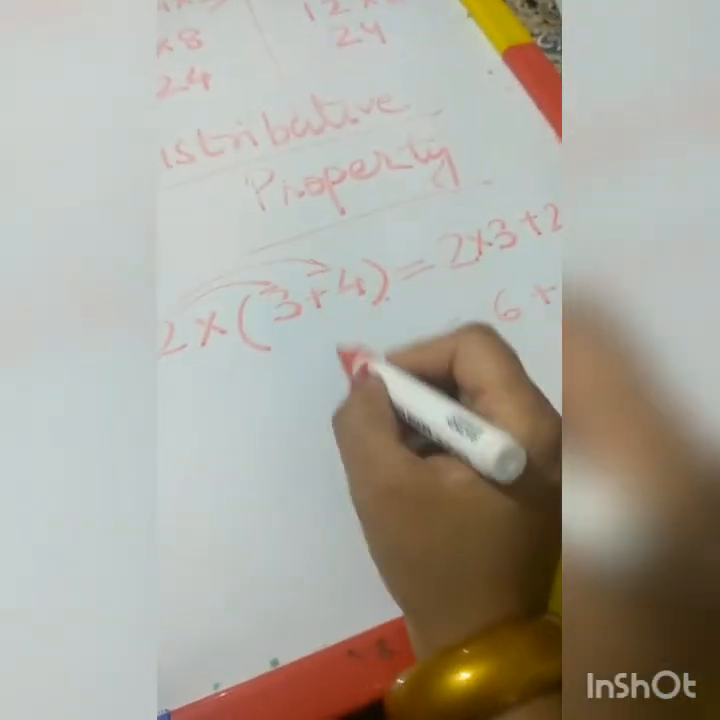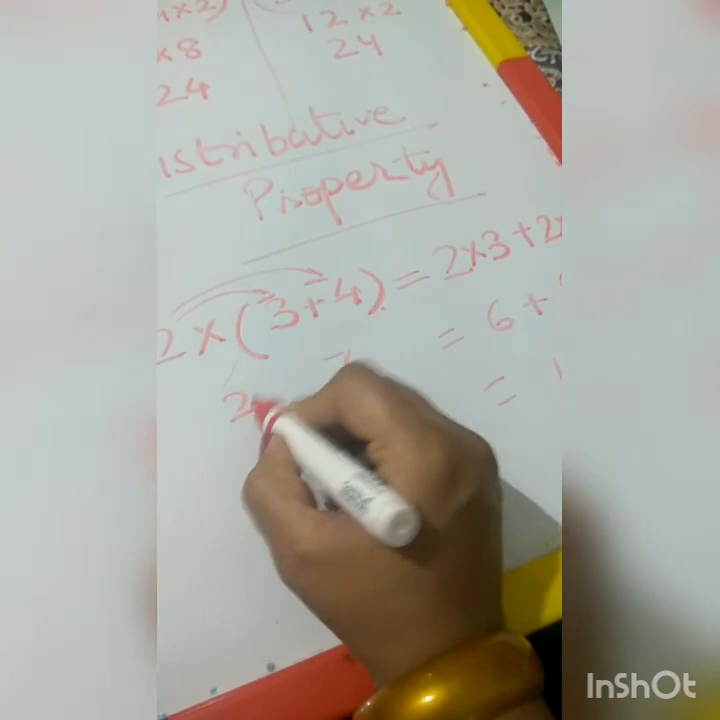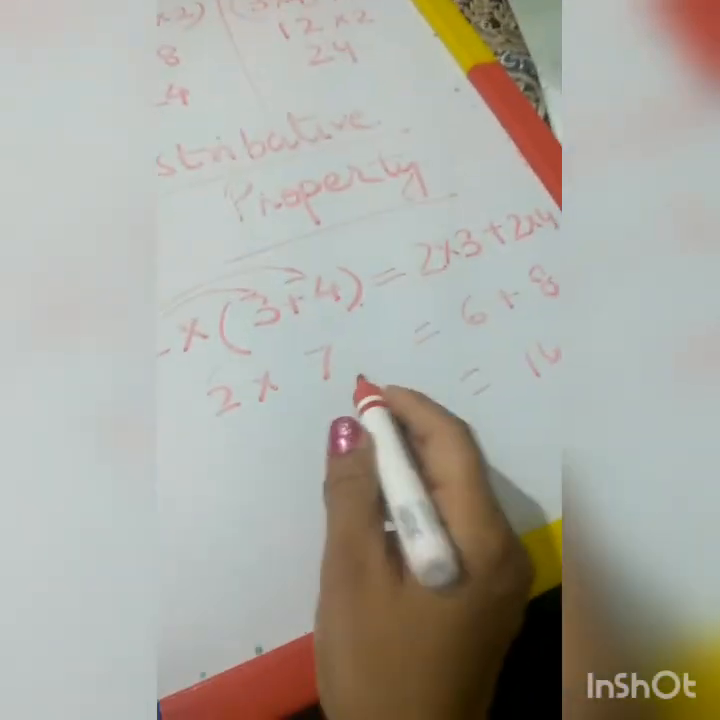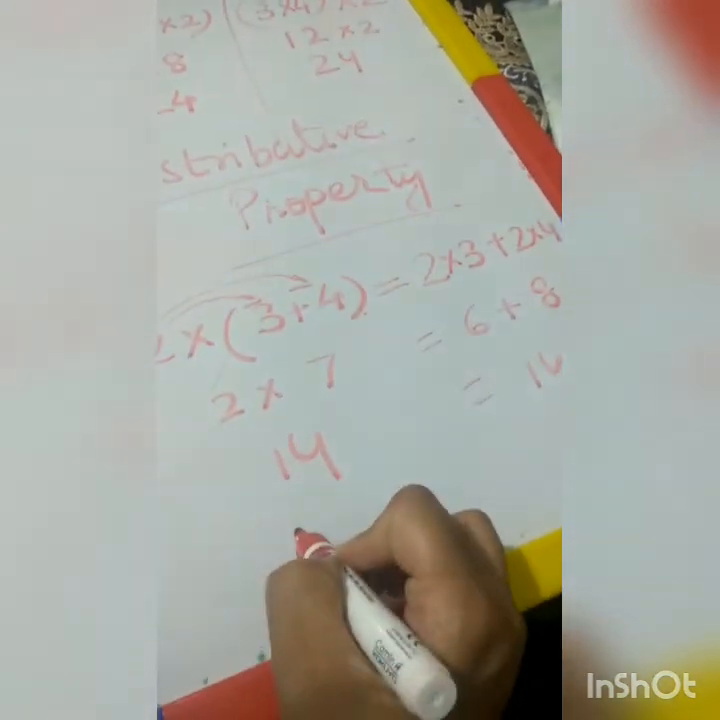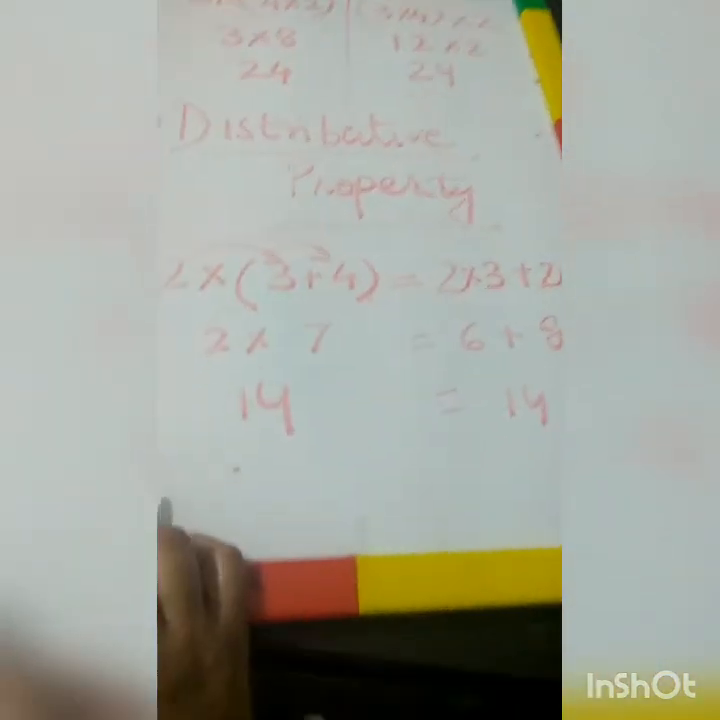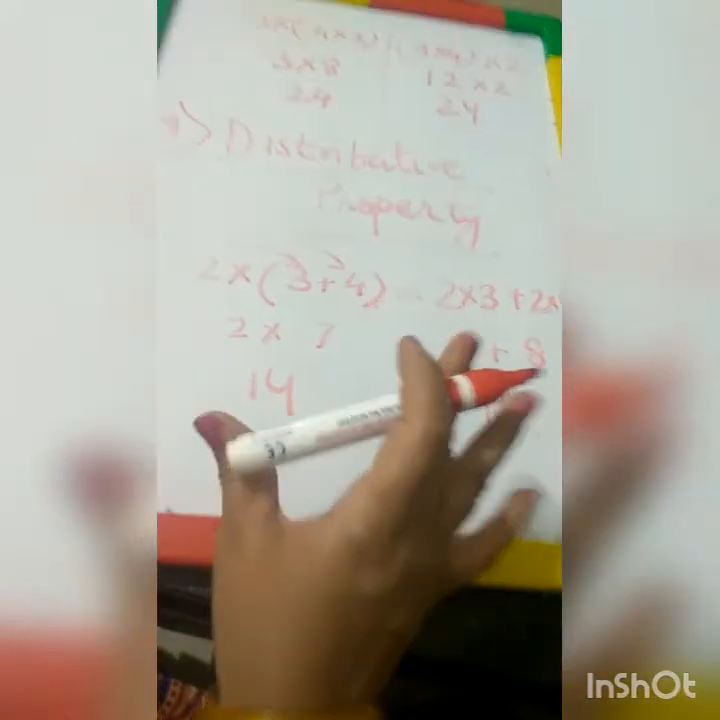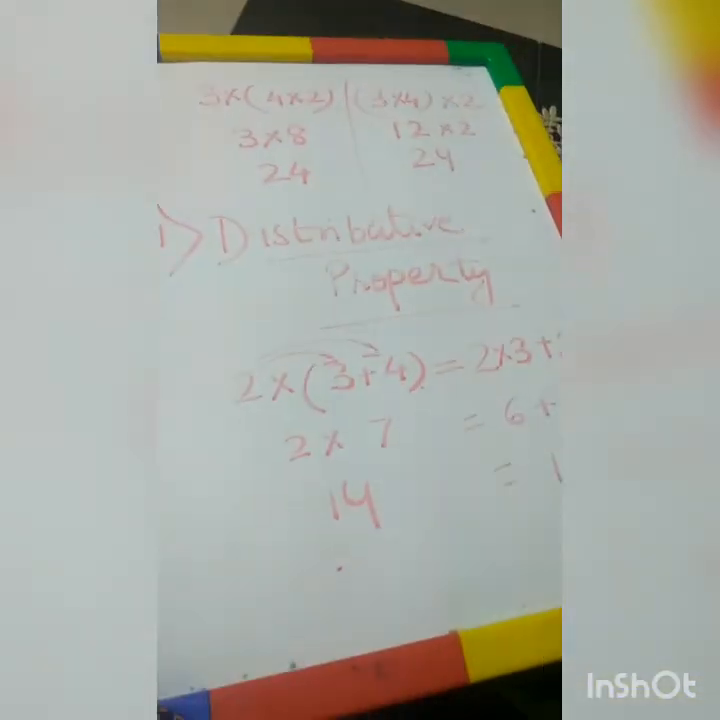Here, 3 plus 4 is 7. So this is 2 multiplied with 7. This is solved first. Again the answer is 14. The answer remains the same. But for ease of calculation, we can always use the distributive property.